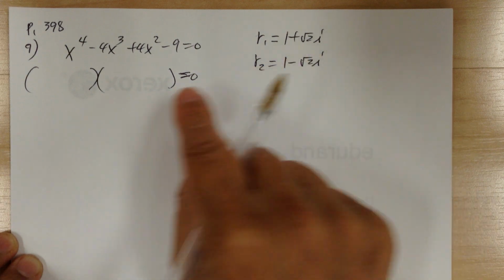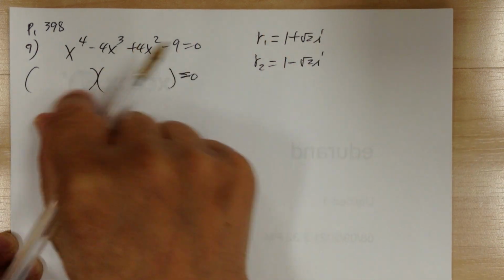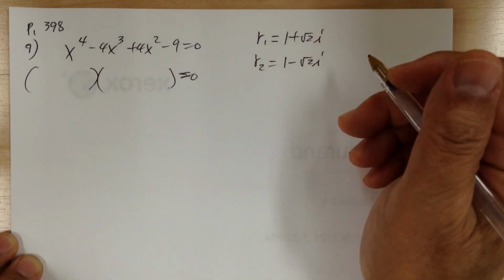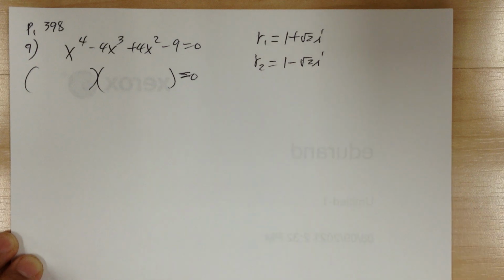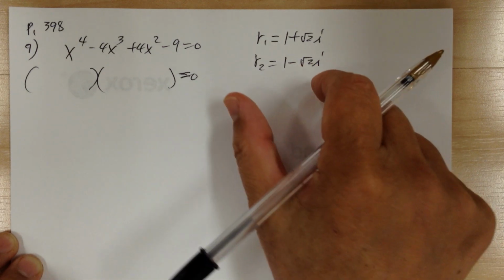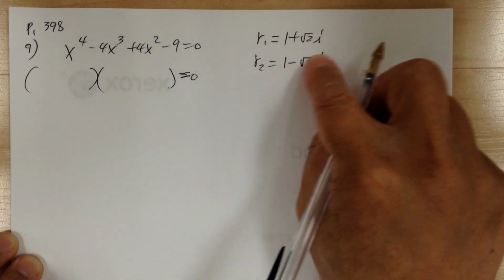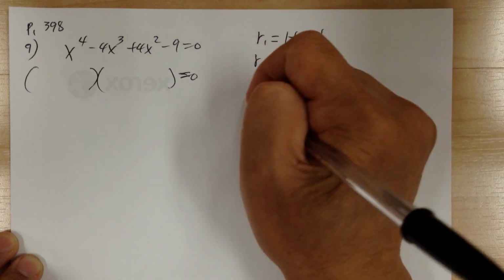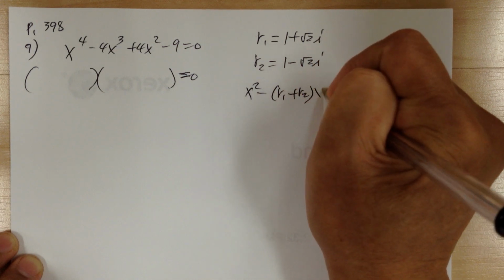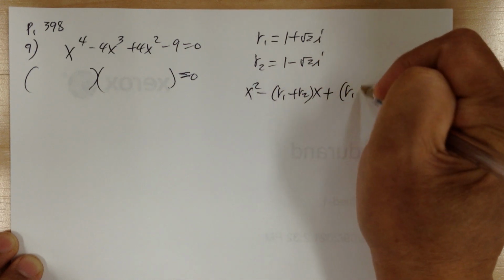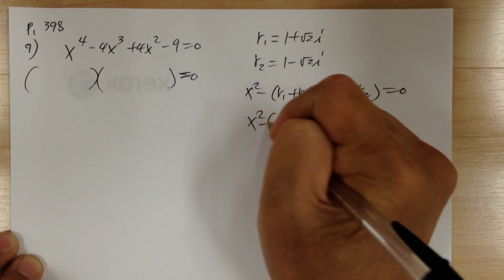To do that, we can use this to find one half of this equation. For this, you don't want to go ahead and use the parentheses, use the factors. You want to use a root equation, because it would be messy. Okay, so you got x squared minus (r1 plus r2) x plus r1 r2 equal to 0.